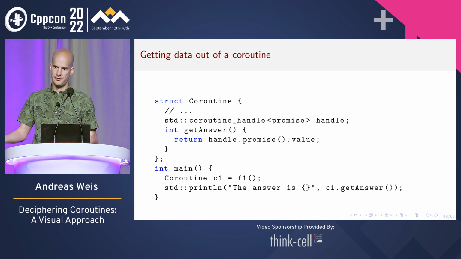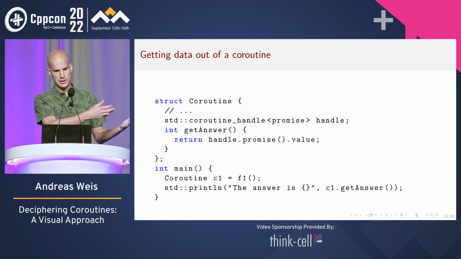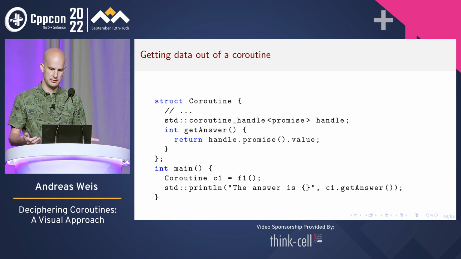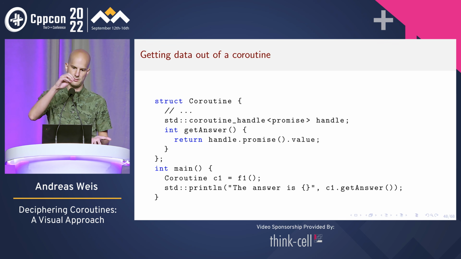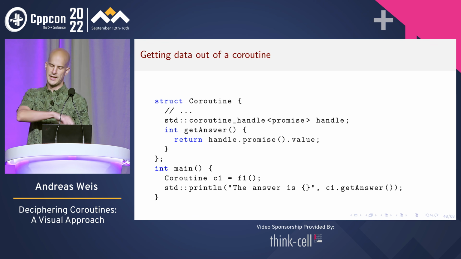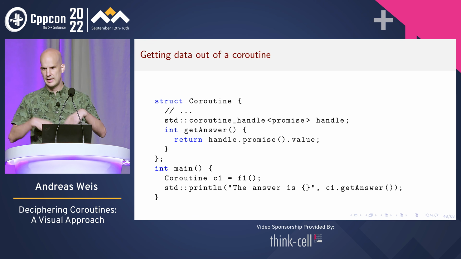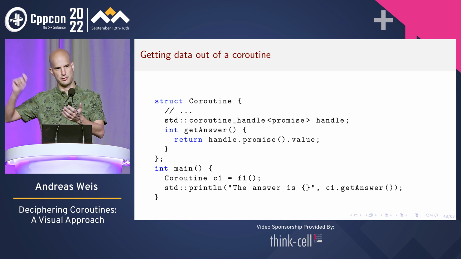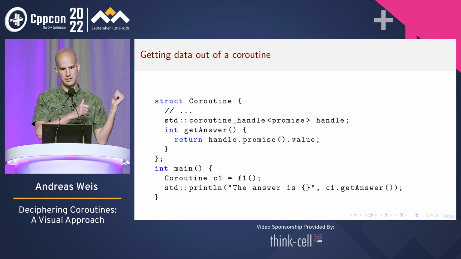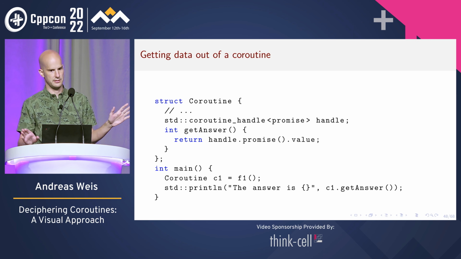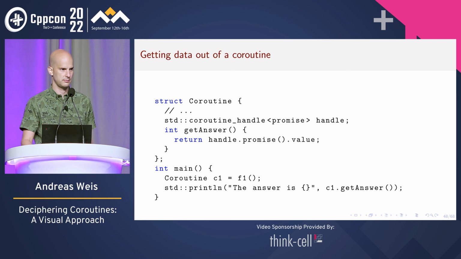And as we said before, we have stored the coroutine handle when we constructed the return object. So to implement the getAnswer function, we just use this handle and get a reference to the promise from the handle, because the two are interchangeable, and the promise has the data. So we just copy the data out of the promise, return it back to the caller, and that's it. That gets the answer out of there.